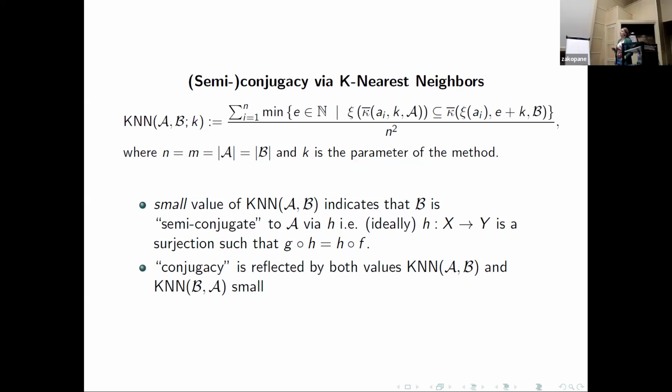As we expect, this can be justified: a low value of this quantity, TNA-AB, indicates that B is semi-conjugate to A. If you are semi-conjugate, then you should expect this value to be low. If you have a conjugacy, then both of these quantities, because they may not be symmetrical, should be small.